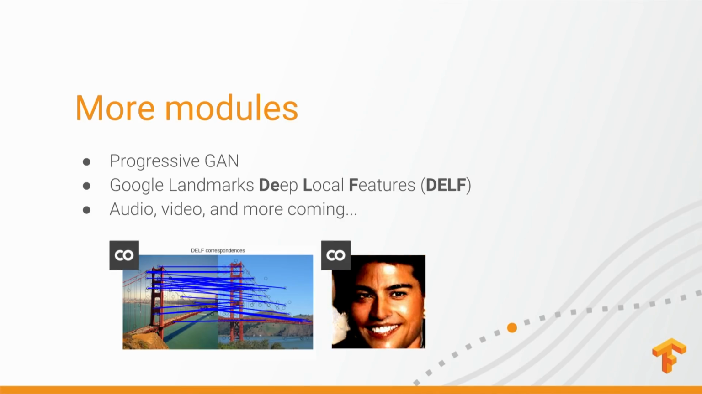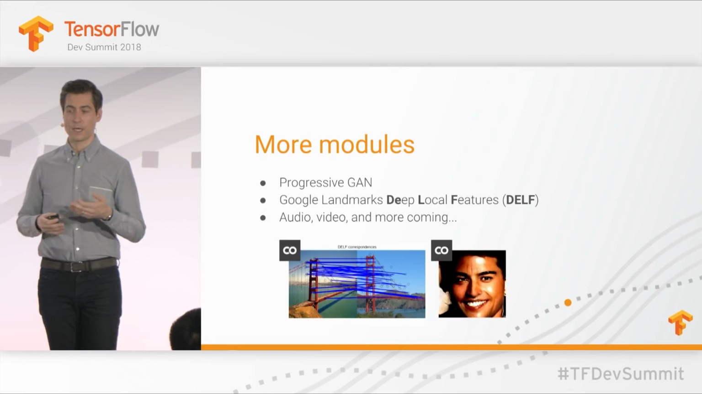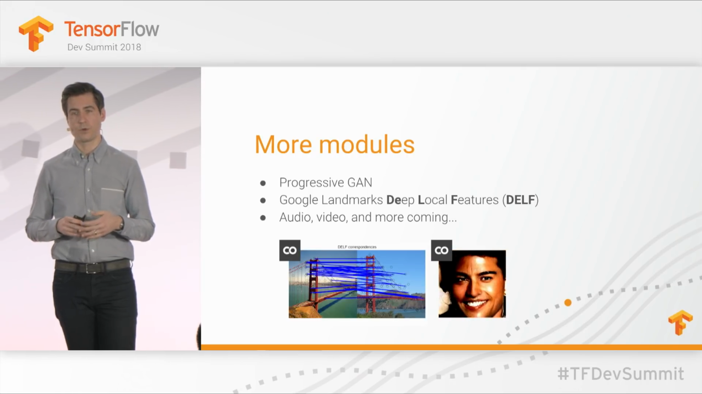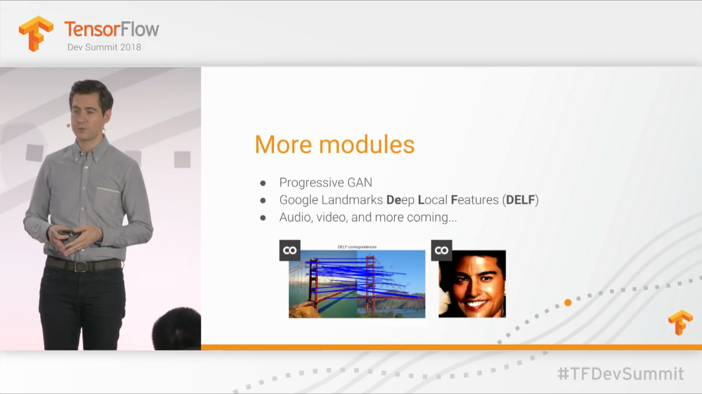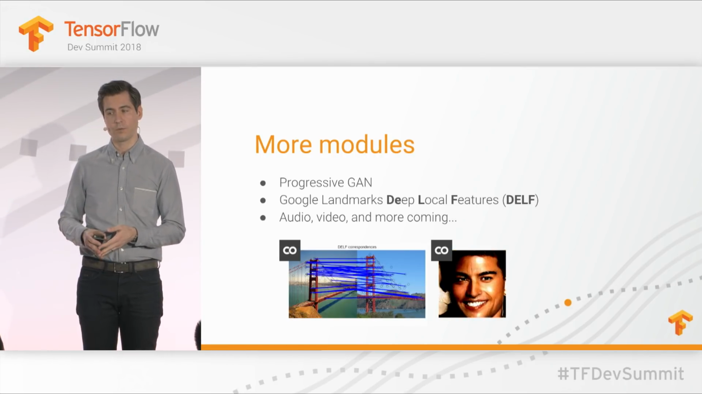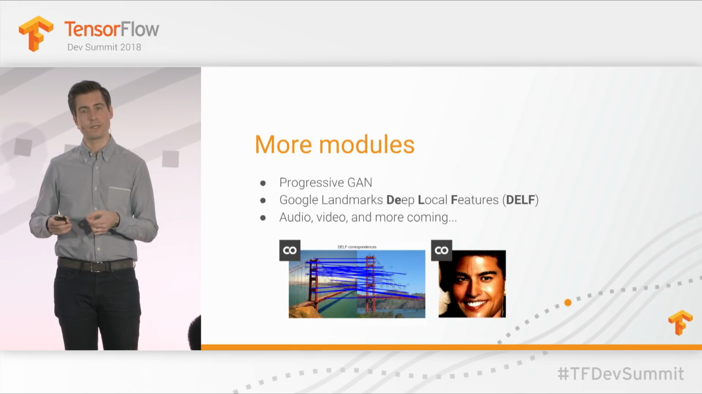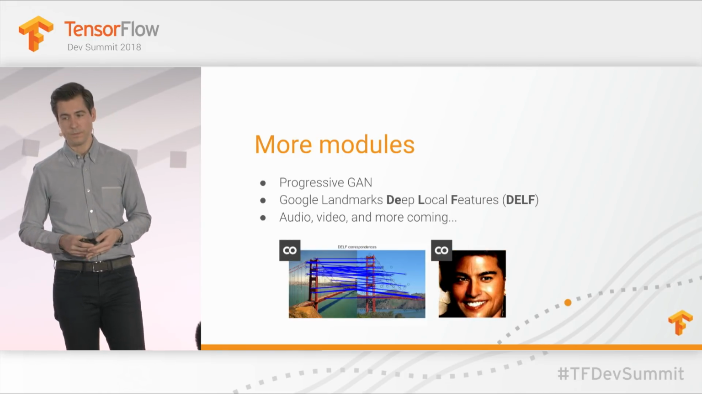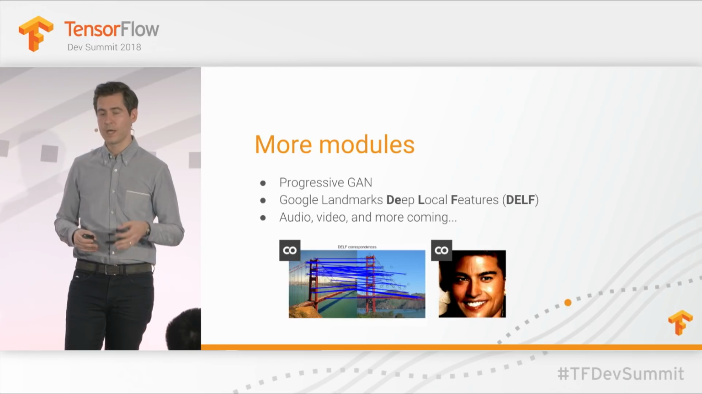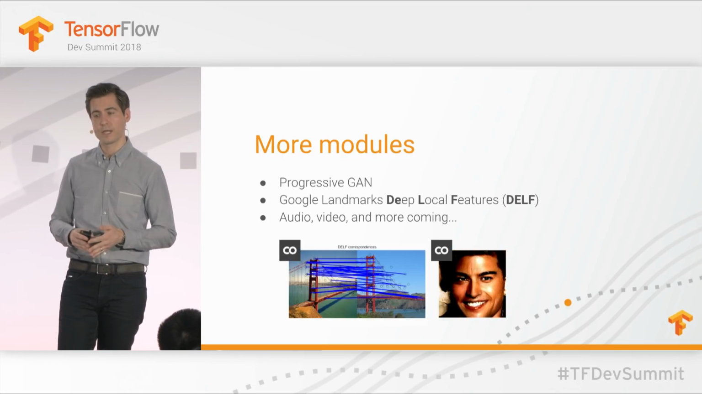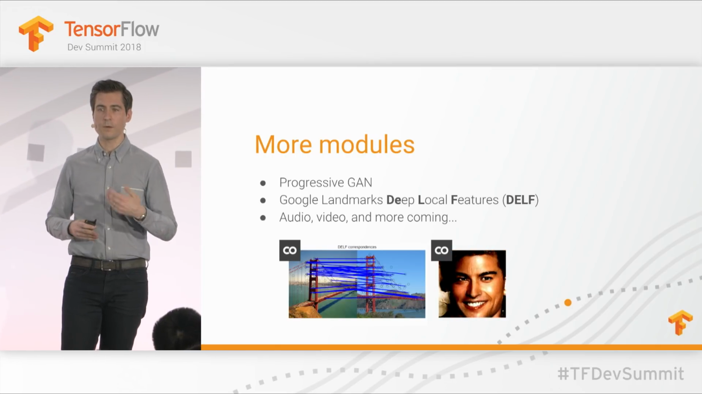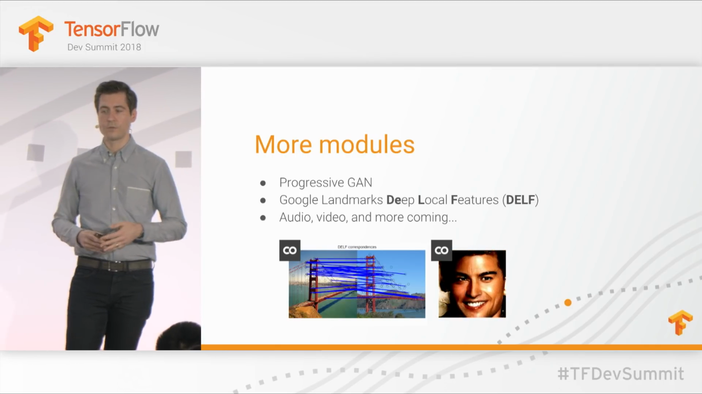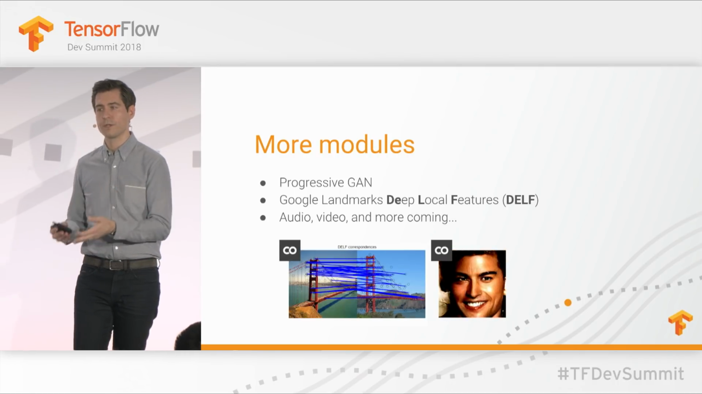And then we also have modules for other domains besides text classification and image retraining, like a generative image module that contains a progressive GAN that was trained on Celeb A. And we added another module that was based on Deep Local Features Network, which can identify the key points of landmark images. Both of those have great Colab notebooks that are available on tensorflow.org/hub. In fact, the images here were created from them. And we're going to be adding more modules over time for tasks like audio and video over the next few months.